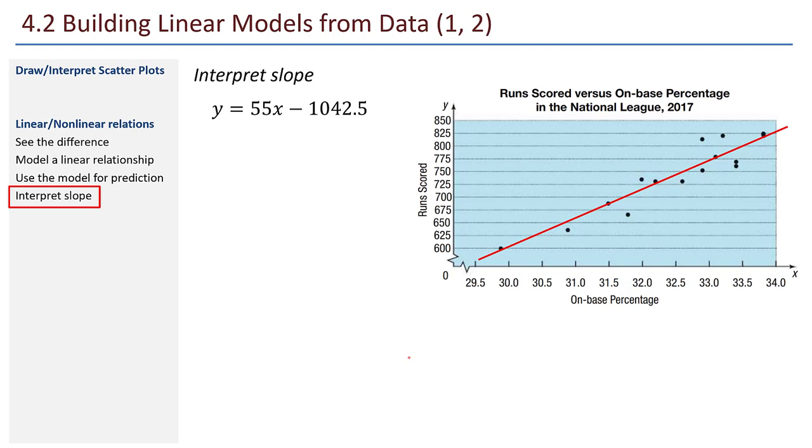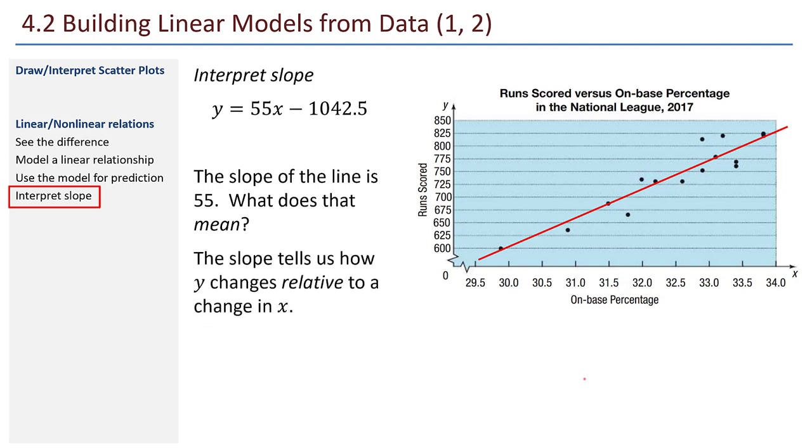Another thing that we can do with the model is to interpret slope. The slope has a really interesting meaning. In this case, the slope is 55, but 55, what does that mean? Well, let's remember that the slope tells us how y changes relative to a change in x. In this case, the y is runs scored and our x is on-base percentage.